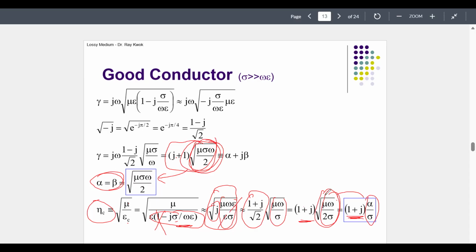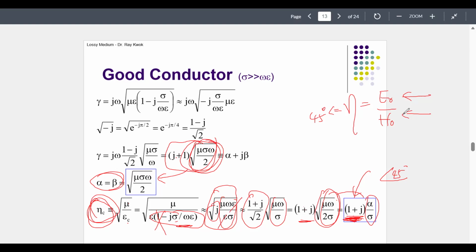But 1 plus j, meaning eta is a complex number, and the phase angle is 45 degrees, right? 1 plus j is a 45-degree phase shift. So what does that mean? Well, remember what eta is? Eta is E naught over H naught, the ratio of the amplitude between the electric field and the magnetic field. Now this one carries a 45-degree phase shift. So what does that mean? The electric field and magnetic field are no longer in phase. Now they have a 45-degree phase shift.